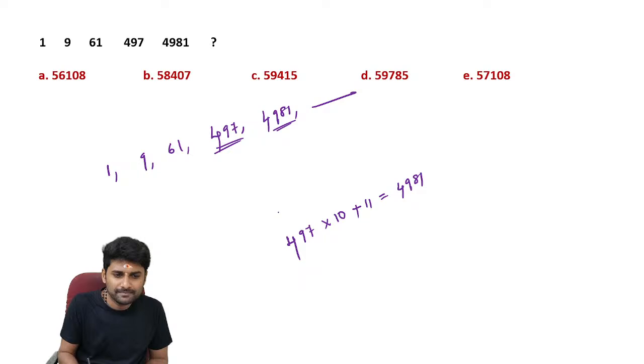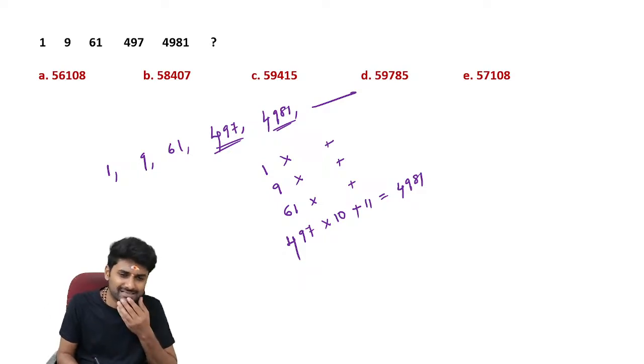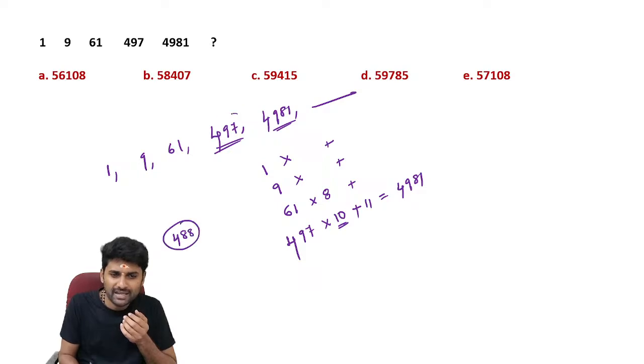Now here see, we have a 1, we have a 9, we have a 61. So 61 is multiplied with which number, 1 is multiplied with which number, and we are going to add different numbers. So let's take this scenario. It's all about 10, right? Let us take 8. 8 into 1 is 8, 8 into 61 is 488. But we need 497. So how much are we going to add? So definitely 9 units, then it becomes 497.